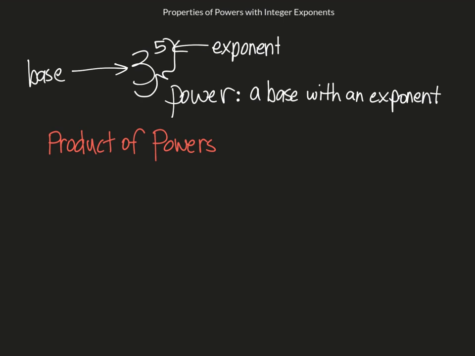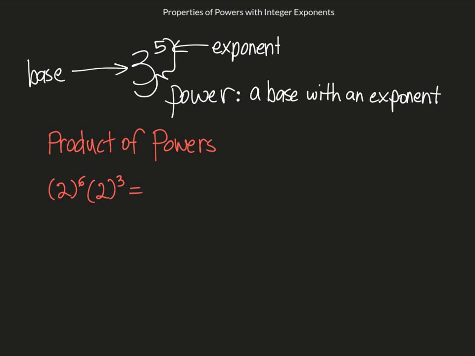Now let's move to one of our properties of powers, which is how to simplify a product of powers. So as the name suggests, we are going to multiply some powers together. Let's start out really basic. Something like 2 to the 6th times 2 to the 3rd. So what does that equal?